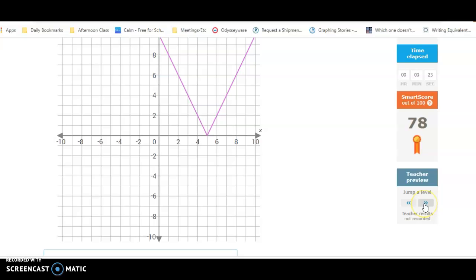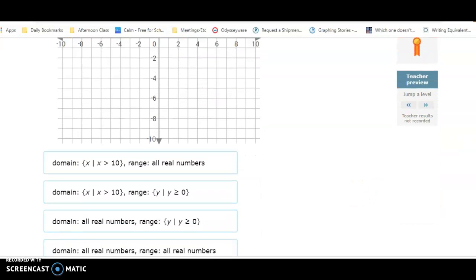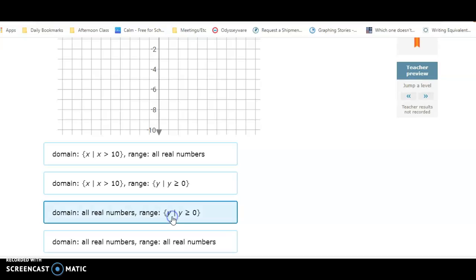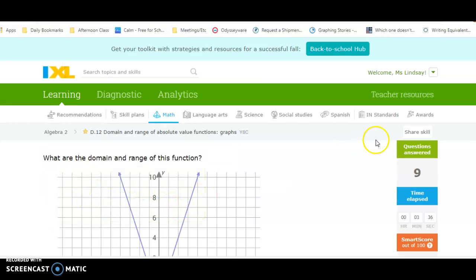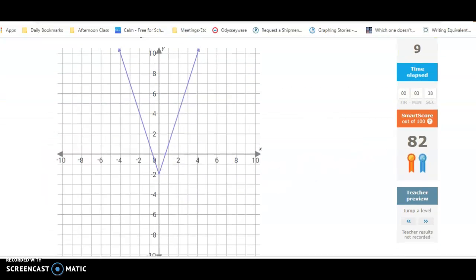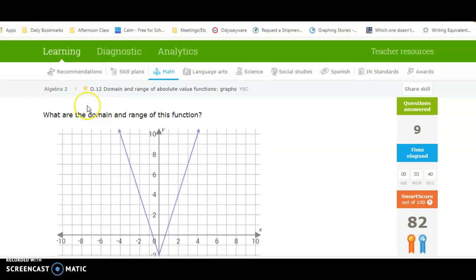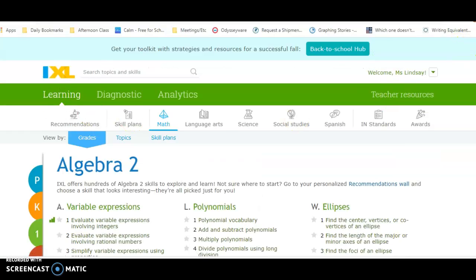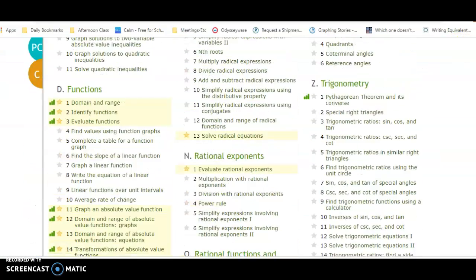If you get something where it's going down, then you're going to get y is less than or equal to. And I'm not going to get one. But if it were opening down, it would be less than or equal to, and it's still the y of the vertex. So that was D12.